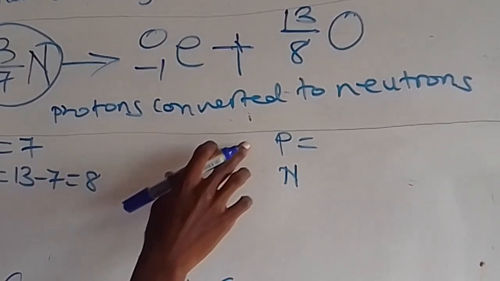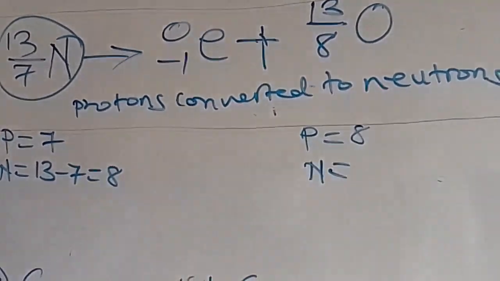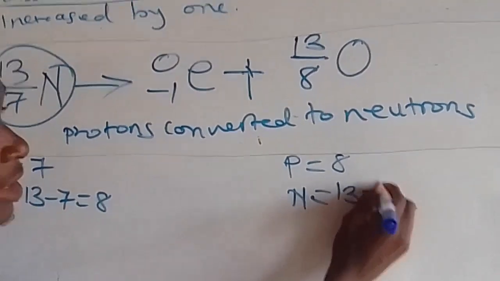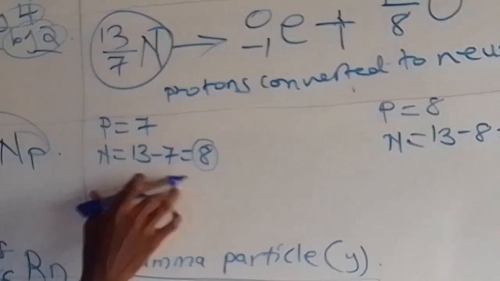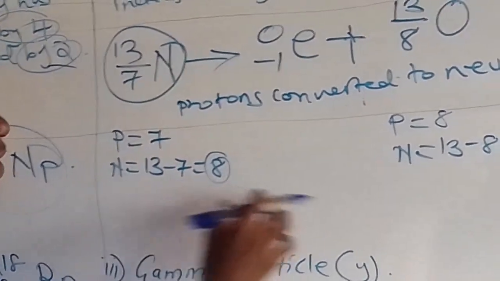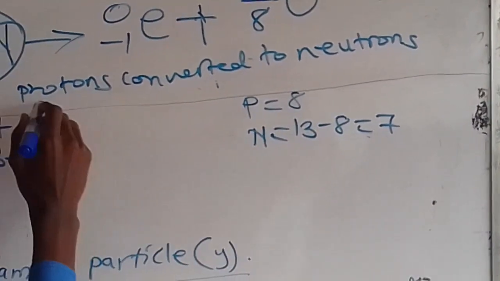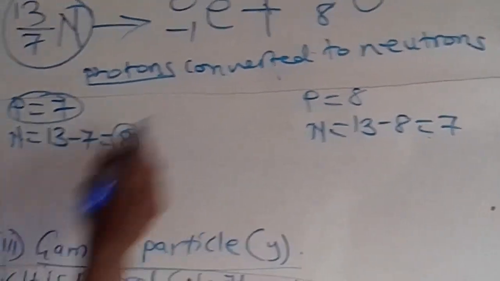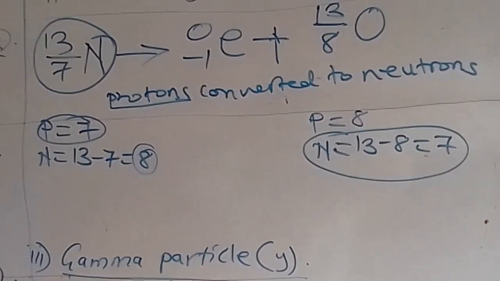Protons, how many are they? 8. What about neutrons? Neutrons, we take 13 minus 8, that is 7. So this 8 is the number of protons, and this 7 is the number of neutrons. We have here that the number of protons was 7, and one was converted to neutrons. The number of neutrons in our new element is 7.